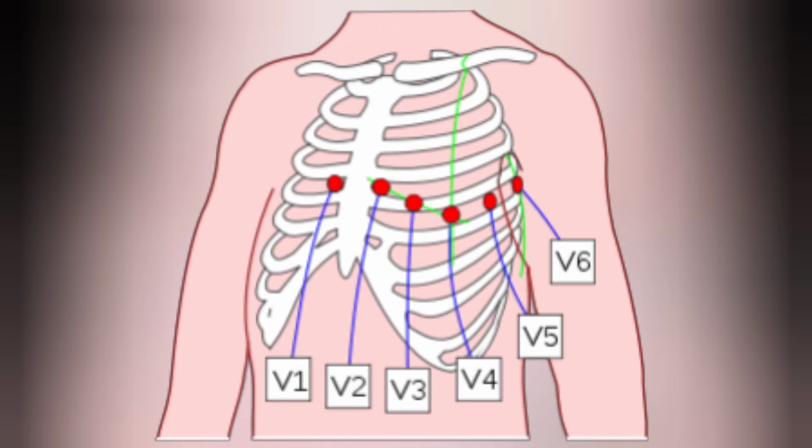As shown in the image, the chest lead attachment is in this way. V1 and V2 are on either side of the sternum on the fourth rib, V4 on the apex of the heart, V3 halfway between V2 and V4, and V5 and V6 are horizontally lateral from V4. This is the ideal placement of the electrodes.